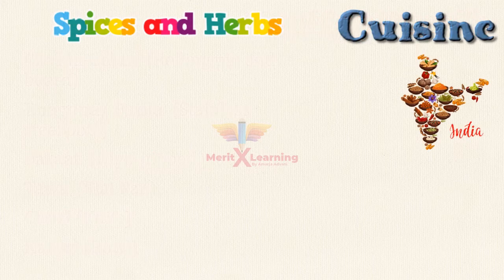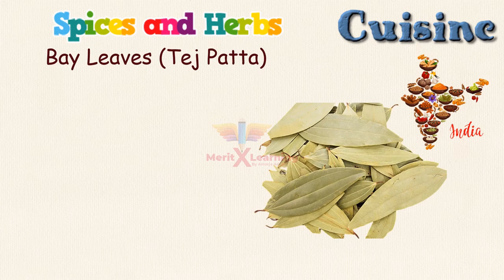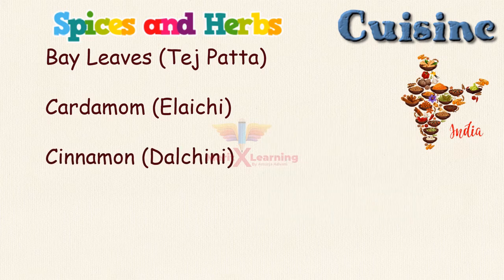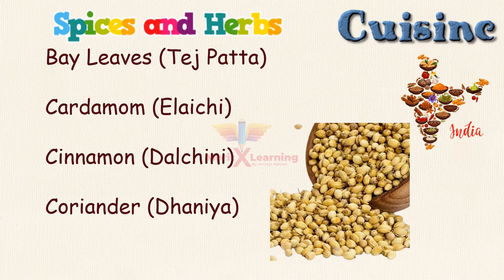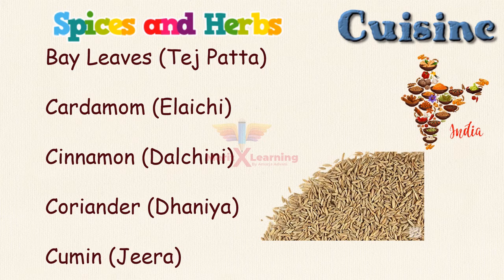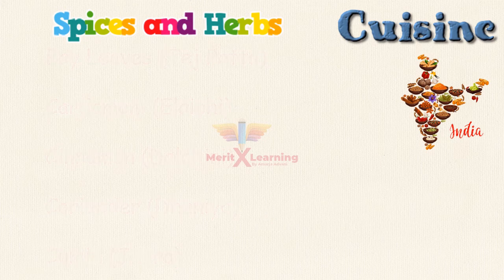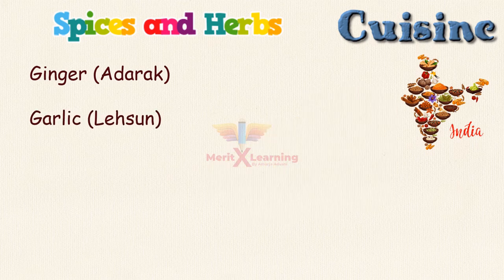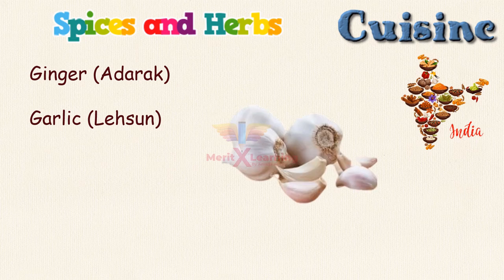Now let us have a look at some commonly used spices and herbs in Indian cooking. Bay leaves, that is tej patta. Cardamom, that is elaichi. Cinnamon, dalchini. Coriander, dhania. Cumin, that is jeera. Then ginger, that is adrak, it is a herb. Then garlic, it is lasun, it is again a herb.